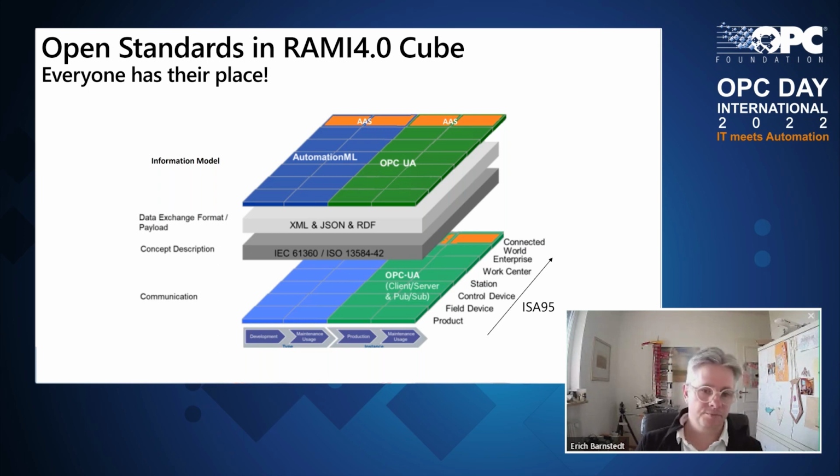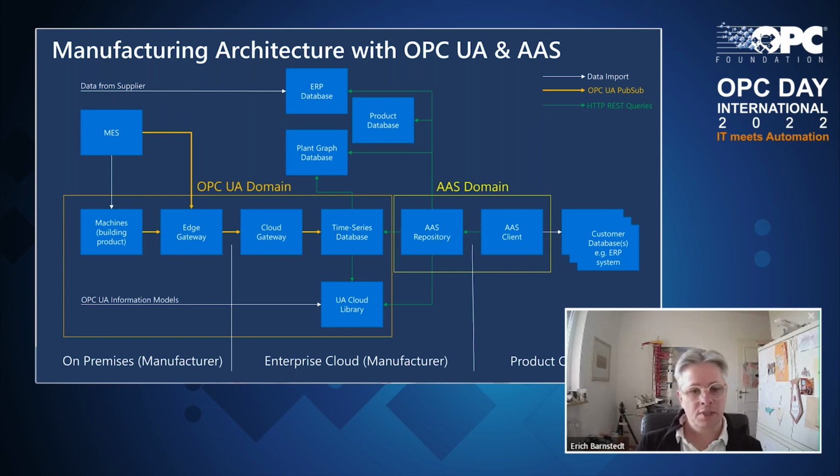That makes no sense. So if I look at just the operational phase, because that's where OPC UA plays, the reference architecture becomes this. So as you can see, we have a manufacturer that has a factory, right? So this is called on-premises. So you have machines building a product.